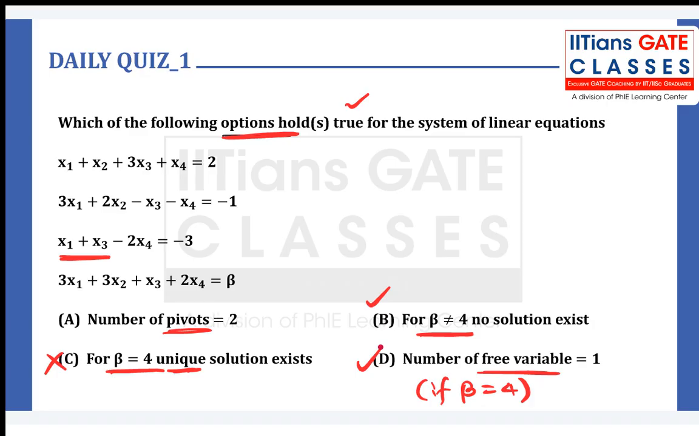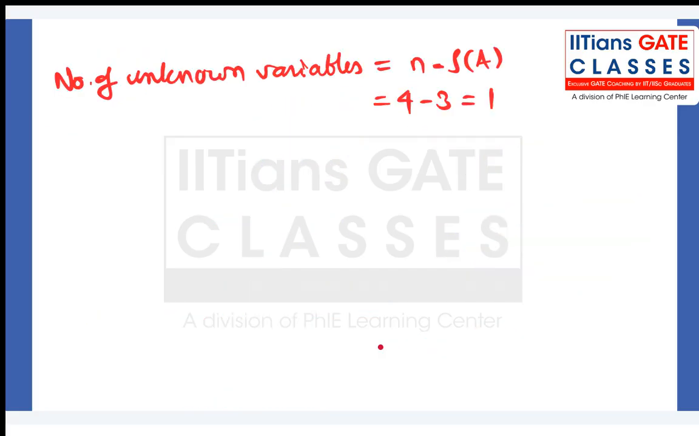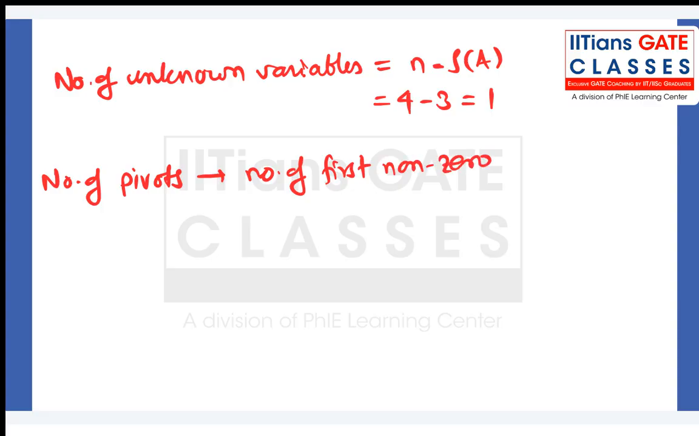And option A says number of pivots. Okay, so number of pivots basically means number of first non-zero elements in row echelon form.